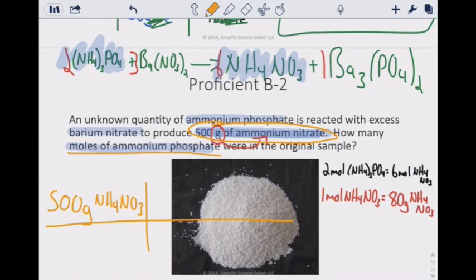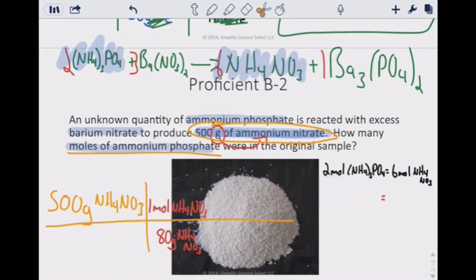So we look at it. It says grams right here. What's the only thing that says grams over here? That guy right there, so that'll go on the bottom. The other half of the statement of equality goes on top. And we look at what cancels. Grams cancel with grams. We're left with moles of ammonium nitrate, which is not what we want. We want moles of ammonium phosphate.